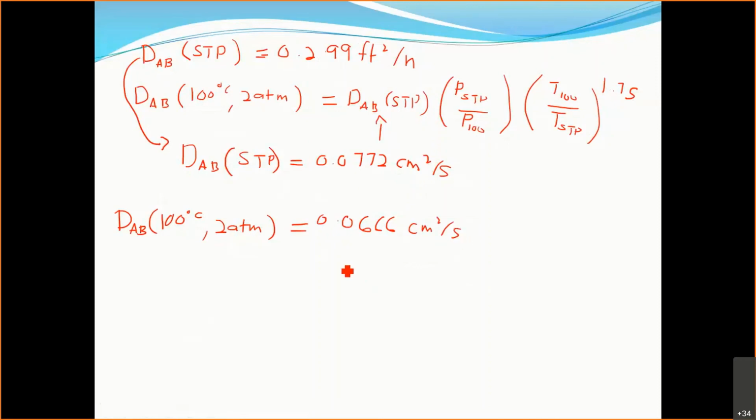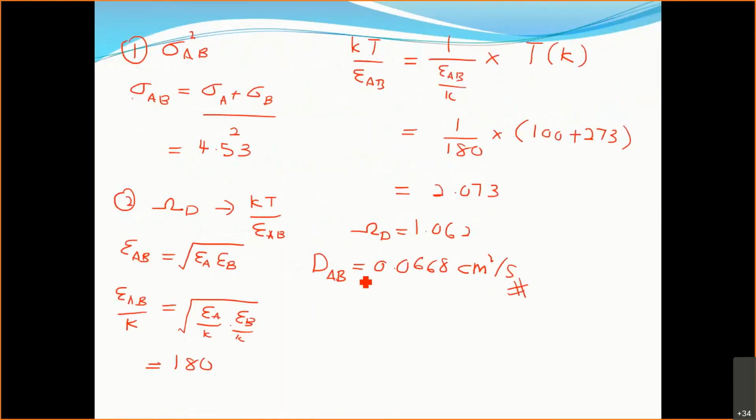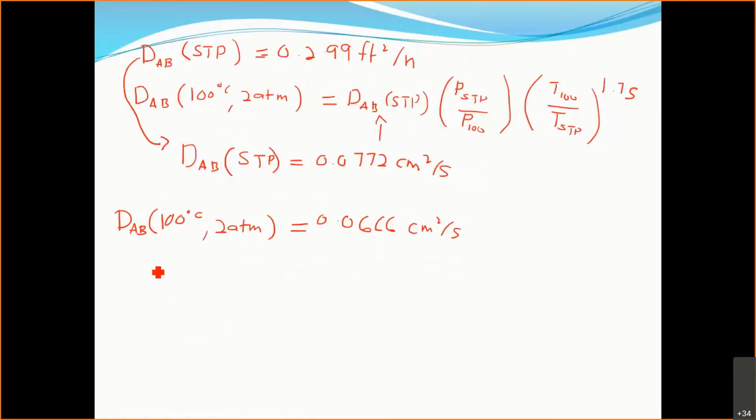So you can see here, based on this equation, I got a value of 0.0666. But by using the Chapman-Enskog equation just now, I got a value of 0.0668 cm squared per second. So you can say that these two values are very similar to each other, meaning that we can use either of these two equations to find the value of our diffusion coefficient for any gaseous system.